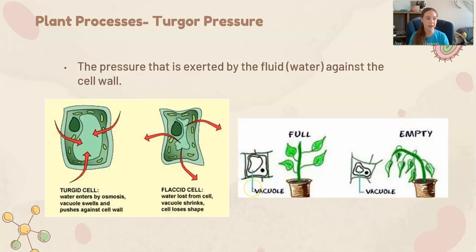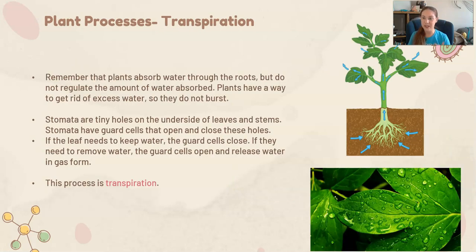So let's do a quick recap, okay? We've got turgor pressure. Turgor pressure is when there's so much water in the vacuole that the vacuole can be pushed against the cell wall and allow the plant to stand upright. And then here we've got transpiration. Okay, transpiration is when we let extra water out of the cell through the stomata by those little guard cells, and that will help the vacuole to keep from busting. Okay.